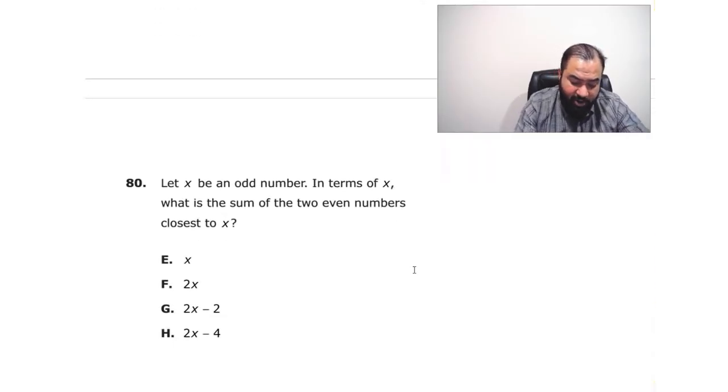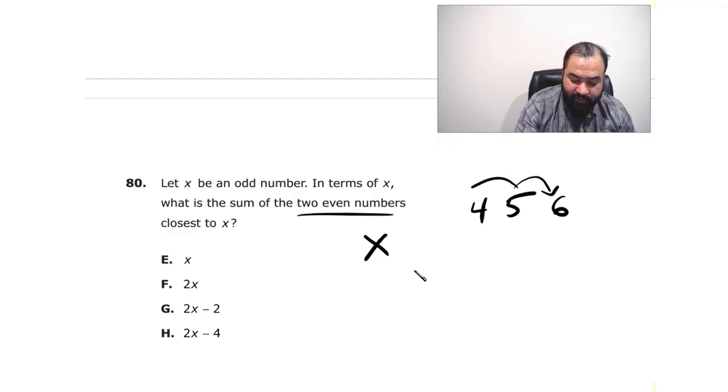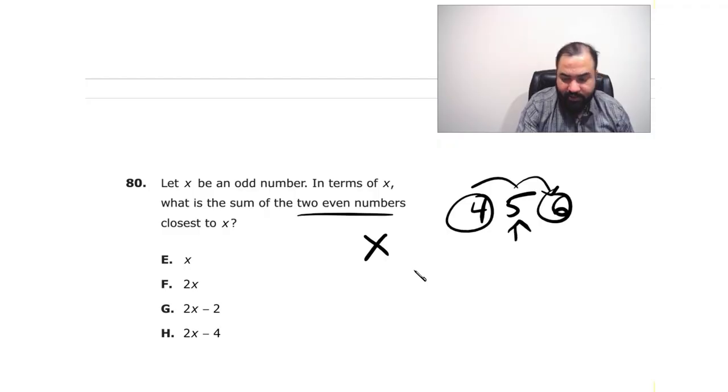Let x be an odd number. So let's say x is an odd number. What is the sum of the 2 even numbers closest to it? Or I pick a number, let's say 5 is an odd number. The next closest even is 6, and the one that's less than it is 4. So these are the 2. With the odd number, we had to plus 1 to get the next even, and minus 1 to get the closest even that's less than it.